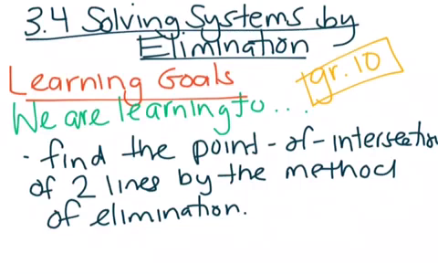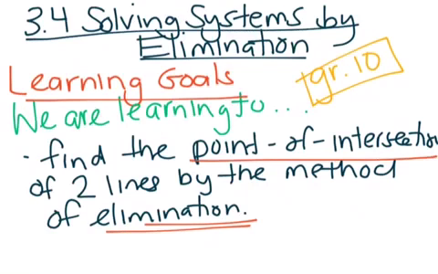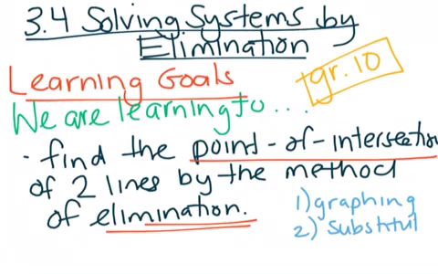the learning goal of this lesson is to find the point of intersection of two lines by using the method of elimination. So far we've used the method of graphing to find the point of intersection of two lines. We've used the method of substitution, and the final one is elimination.